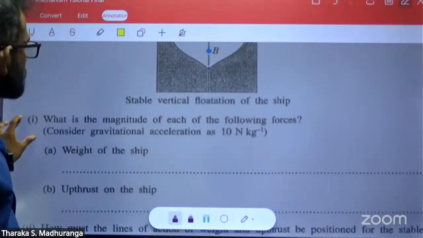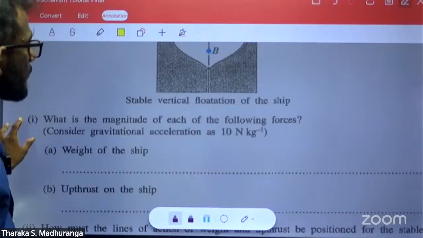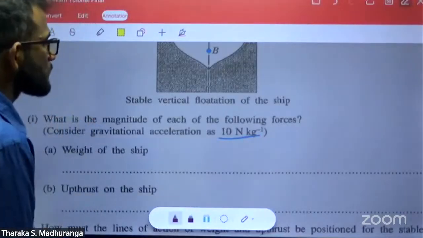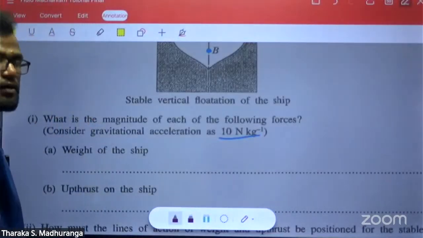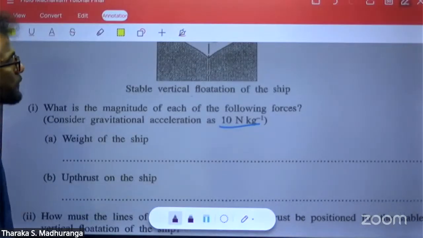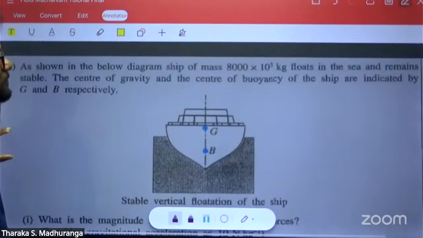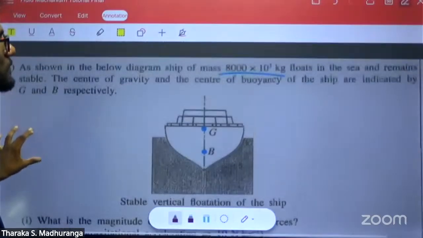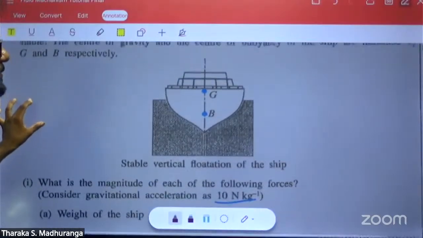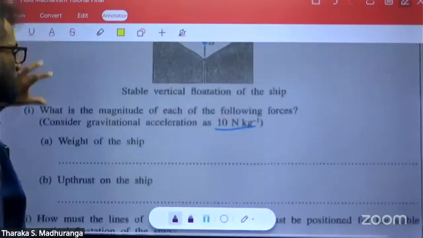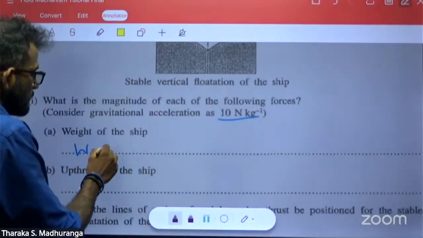What is the magnitude of each of the following forces? Consider gravitational acceleration 10 Newton per kg. Okay, weight of the ship. What is the weight of the ship? The mass is given. Then weight equals mg, no? Weight equals mg.